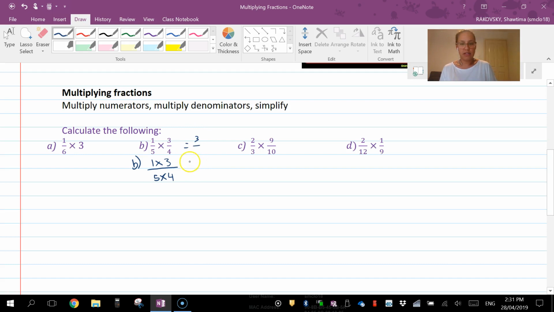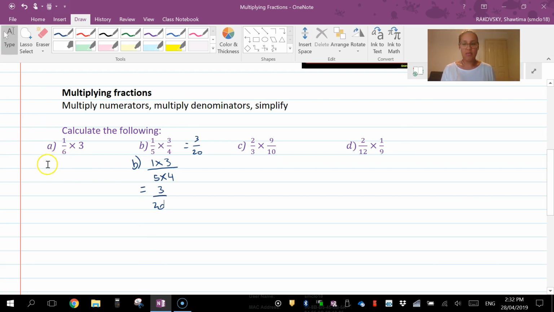So I get 3 over 20. I cannot simplify because 3 and 20 do not have any common factor besides 1. If I divide this by 1, it would still be 3 over 20.